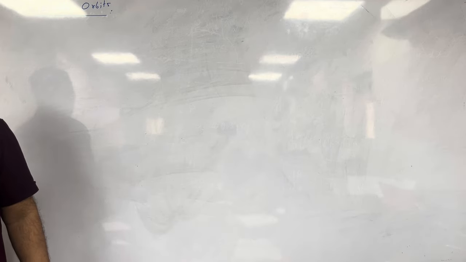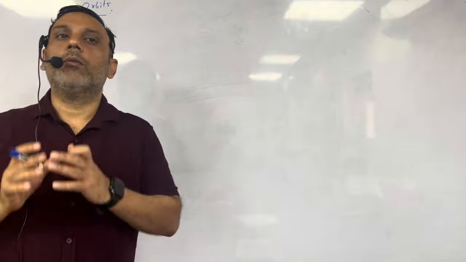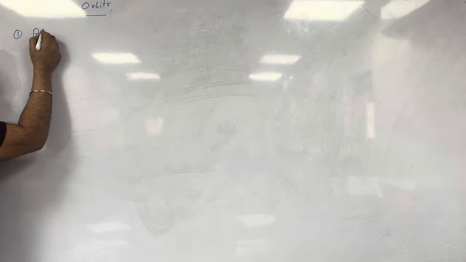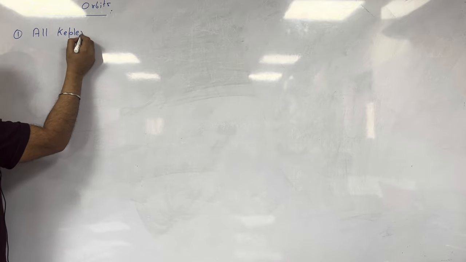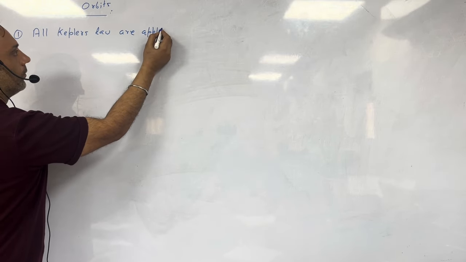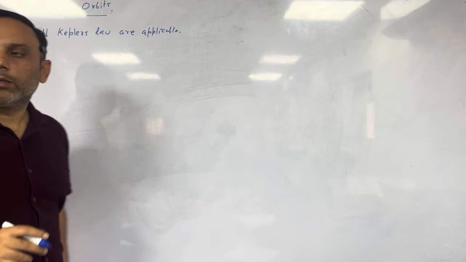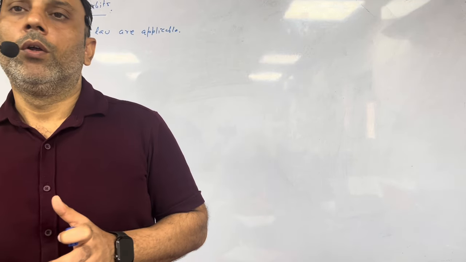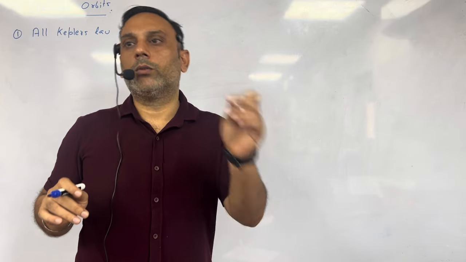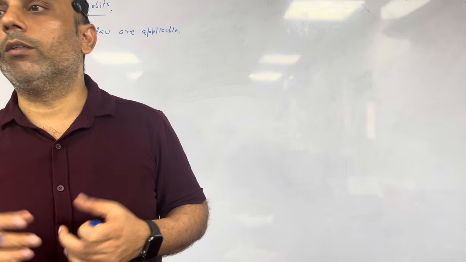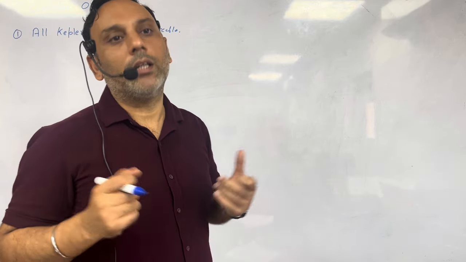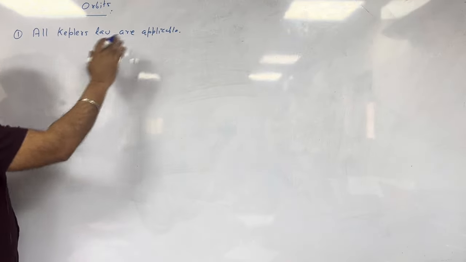So if the orbit is circular, beta, then how do we solve questions? First of all, point number 1, all Kepler's laws are applicable. Whatever you have learned in Kepler's laws, all the relations you can apply. There is no exceptional case, because a circle is also one type of ellipse with e equal to 0. So when e is 0, the ellipse is also a circle, so all Kepler's laws are applicable.